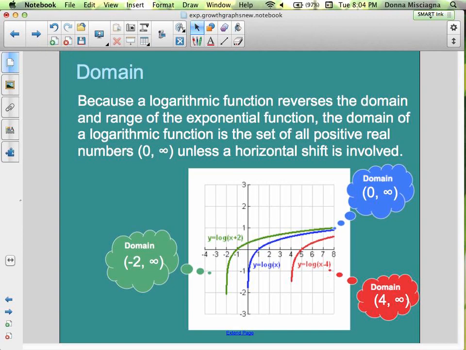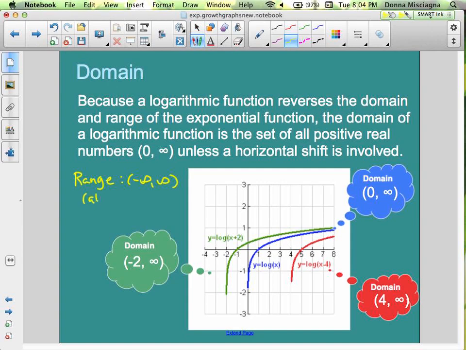Regardless of whatever shifts we have, our range never changes. The domain is restricted, but the range is the exponents, and the exponents can be anything. So your range is always -infinity to infinity, all real numbers. And that's true all the time. It doesn't matter what kind of stretches or shrinks or shifts you have. All right, so now let's get into some graphing now that we've looked at what they look like.